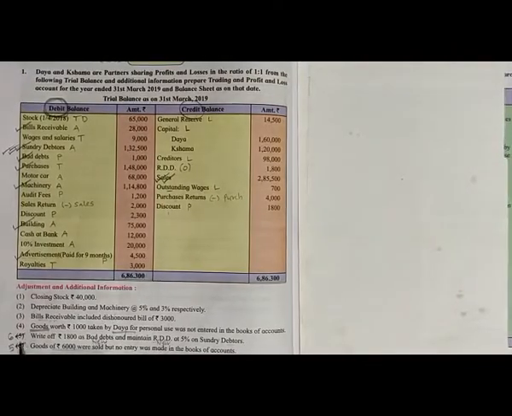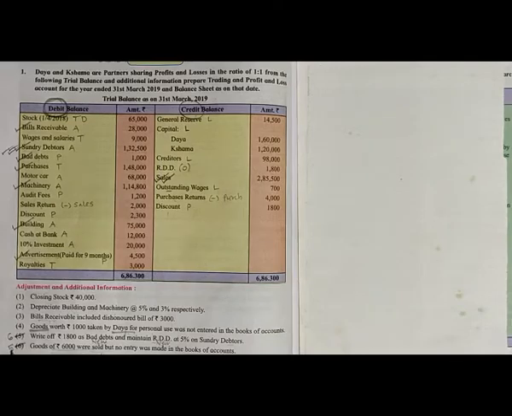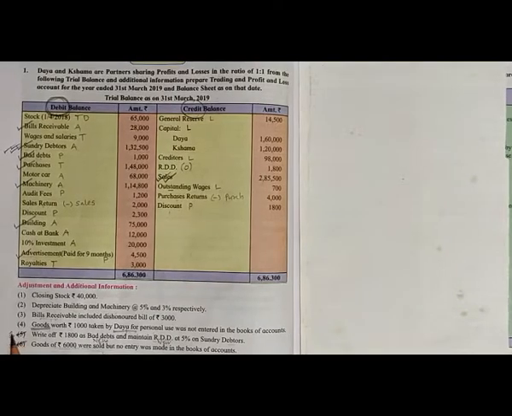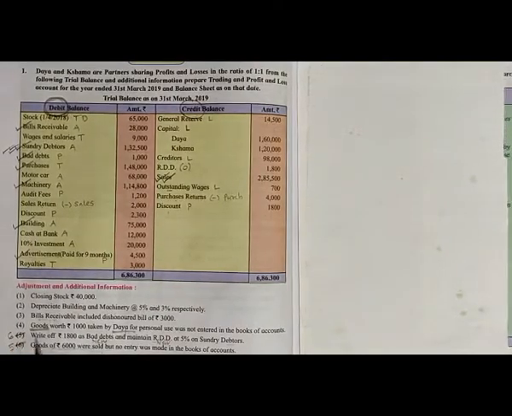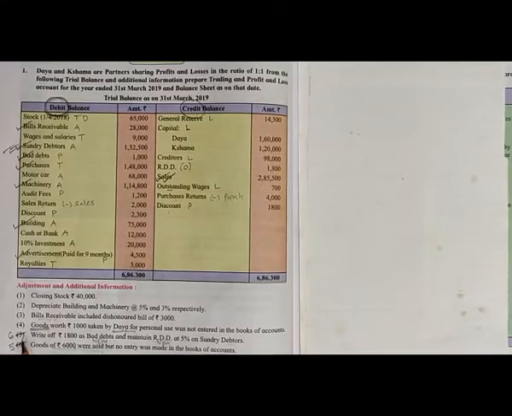So we will make a correction: this is adjustment number 6 and this is adjustment number 5. This is not any mistake. This is the pattern by which the adjustment on debtors is solved.